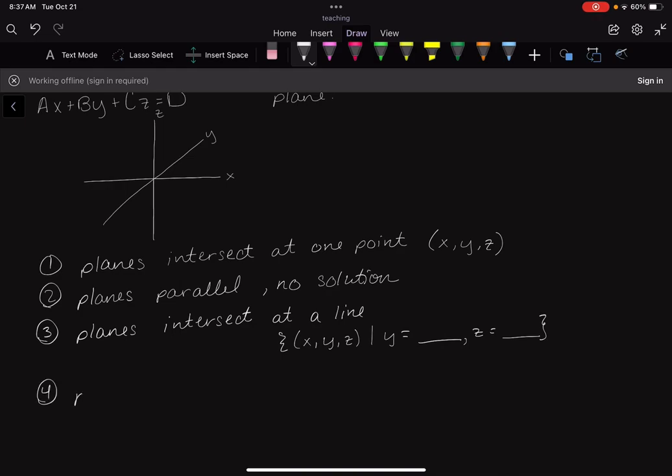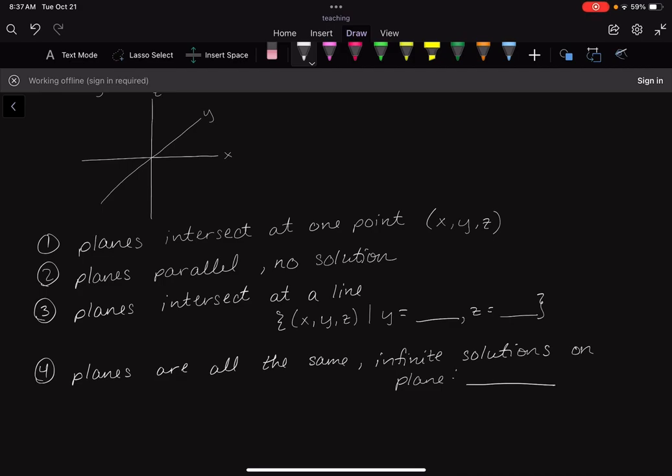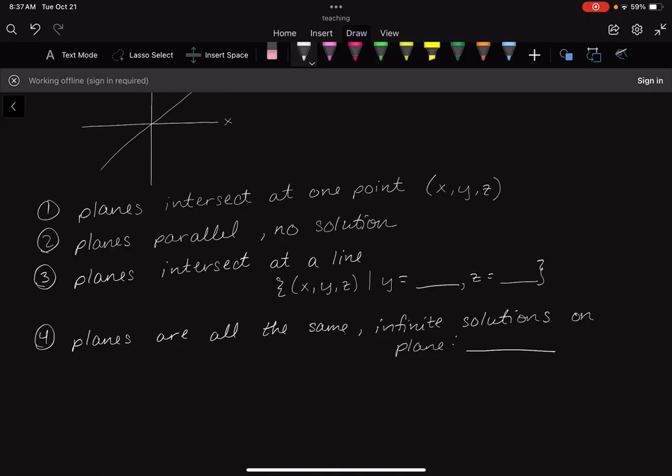And then your last is that the planes are all the same. So they all overlap, they intersect all the time. This is our infinite solutions on our plane. And usually you would write whatever the plane is. Just like for the line one, where we had infinite solutions on this line, we would say infinite solutions on this plane.